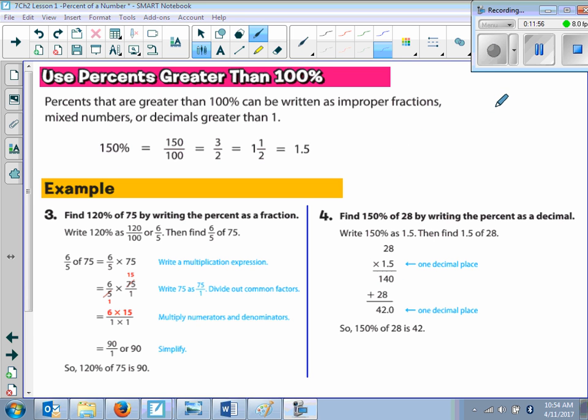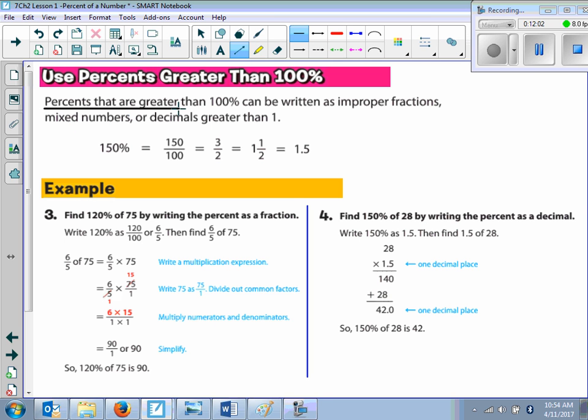So now we're going to use percents greater than 100%. Now, this is what I want you to write down in here. Just write these word part, the word part. So percents that are greater than 100% can be written as improper fractions, mixed numbers, or decimals that are greater than 1.